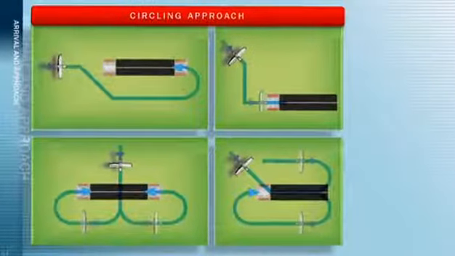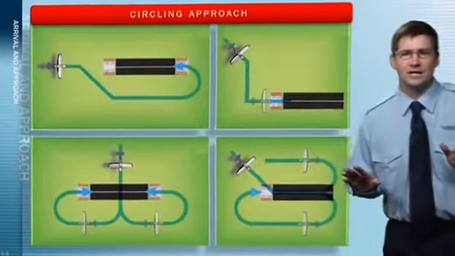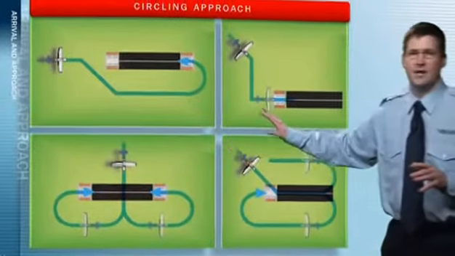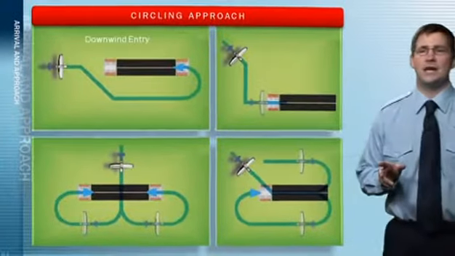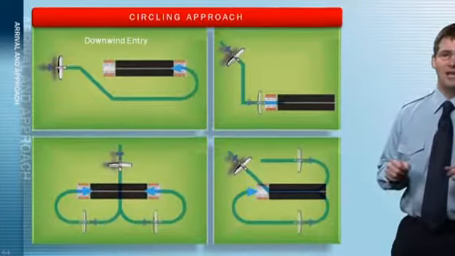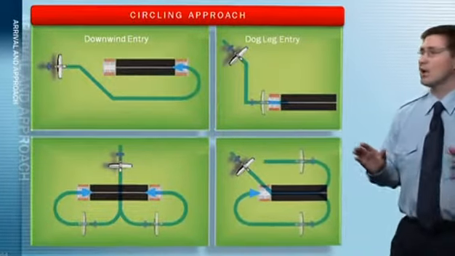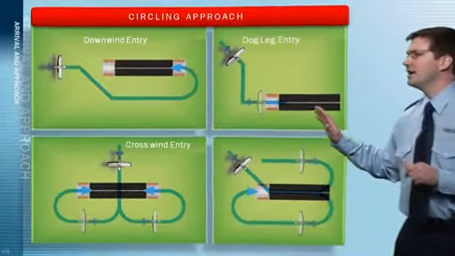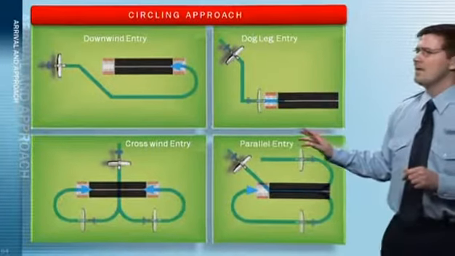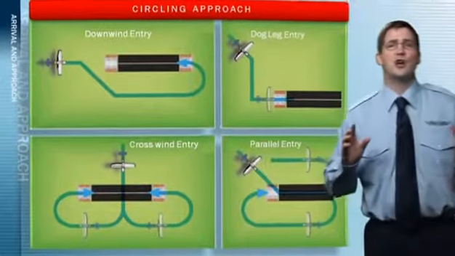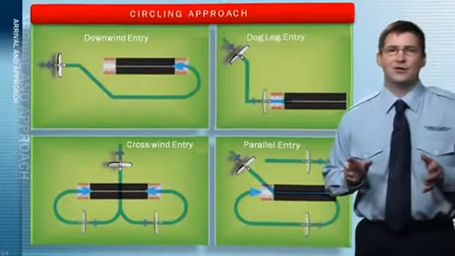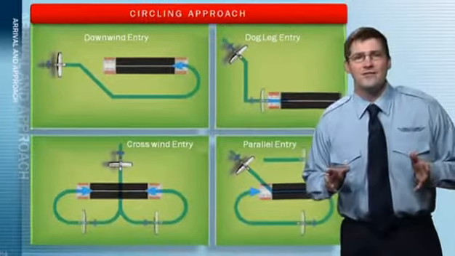Now, here are the 4 ways in which to fly a circling approach. We can see some of those examples right here. First, there is the downwind entry, there's the dogleg entry, the crosswind entry, and finally the parallel entry. Now, a circling approach can be flown so long as the pilot has a clear view of the runway and the runway environment during the circling maneuver.